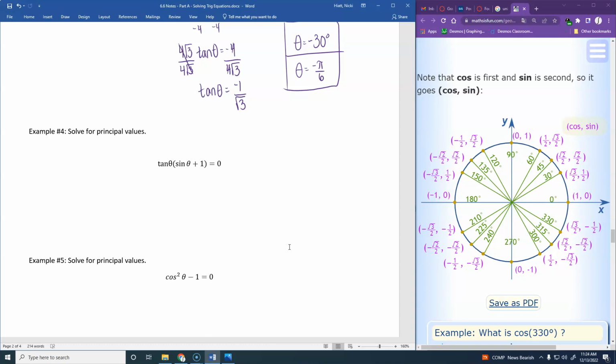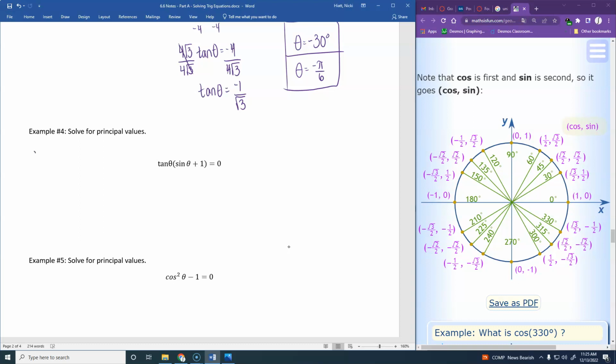Number 4. Any ideas on number 4? Four has a tangent and a sine. And actually, it's going to be pretty easy, but it doesn't look necessarily easy to solve. What do you think? Can you divide by tangent on both sides? If you do, that's a good idea, but you're going to lose an answer. Okay? So this one's going to have 2 answers, and if we divide both sides by tangent, it's going to cause you to lose an answer.